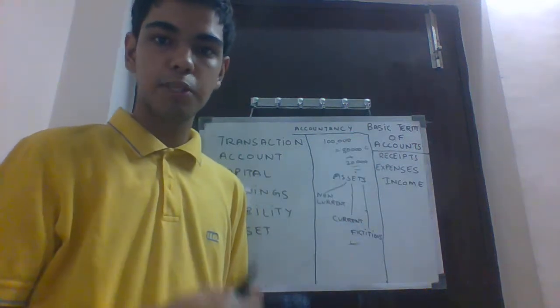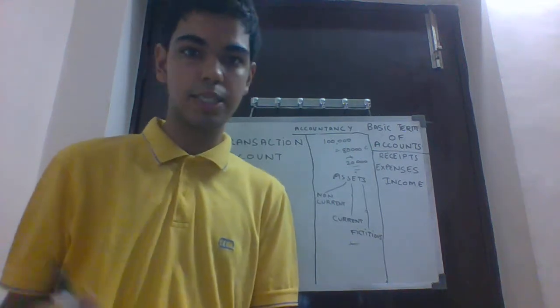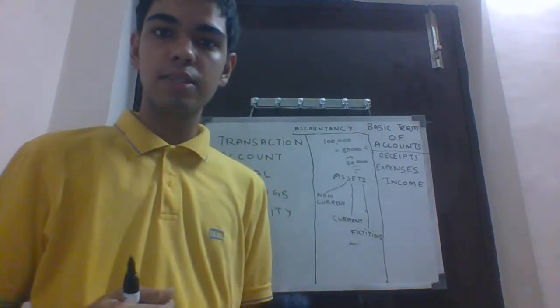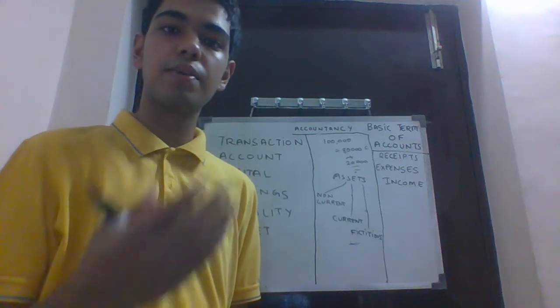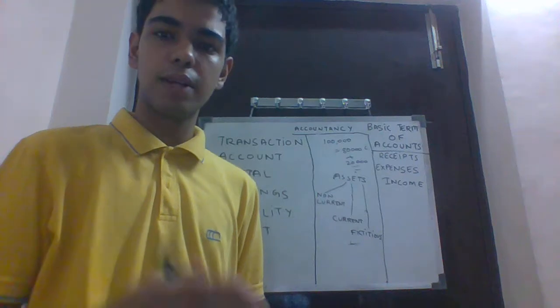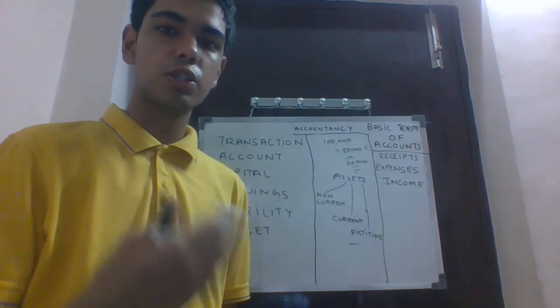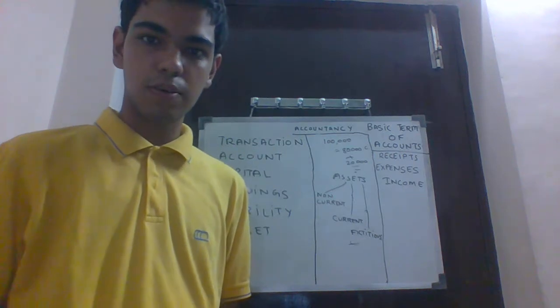Receipts are of two types: revenue receipt and capital receipt. Revenue receipt is the receipt which we receive in the day-to-day life of business, that is, we receive it regularly. For example, sale of any stock, etc.